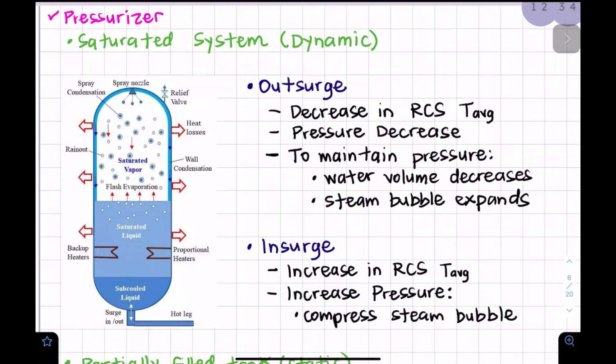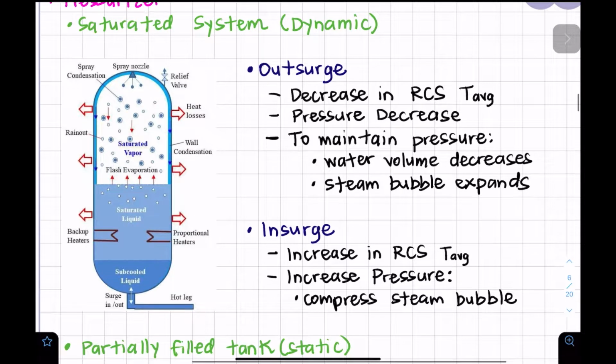But when we're talking GFE questions in this part, one of the things that caught my eye was something called outsurge, because I was not aware of that word at all. I didn't know what it meant. So here we have our pressurizer. In this, we have this surge line. And this is what we're going to call either outsurge or insurge. And I will explain what each one of them means.